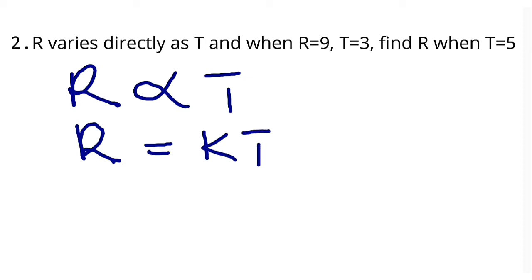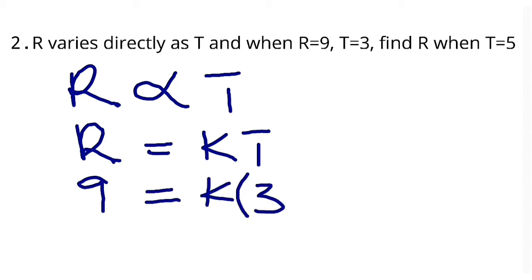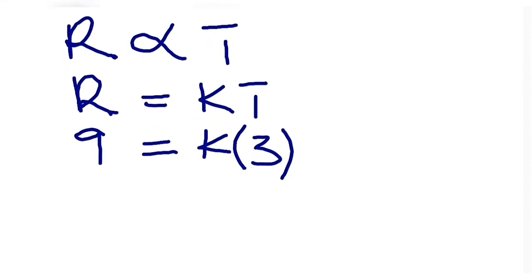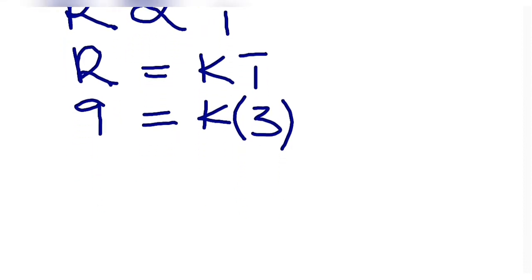And the question is saying when r is 9, t is 3. So where there is r, you put 9, and where there is t, you put 3. That will give us an equation: 9 equals k multiplied by 3, which is now the same as 9 equals 3k, because k multiplied by 3 is 3k.